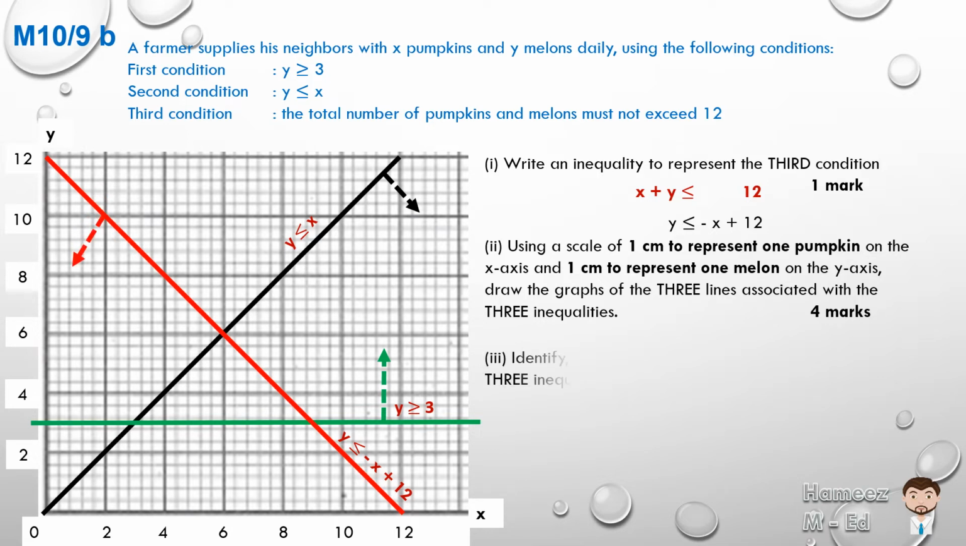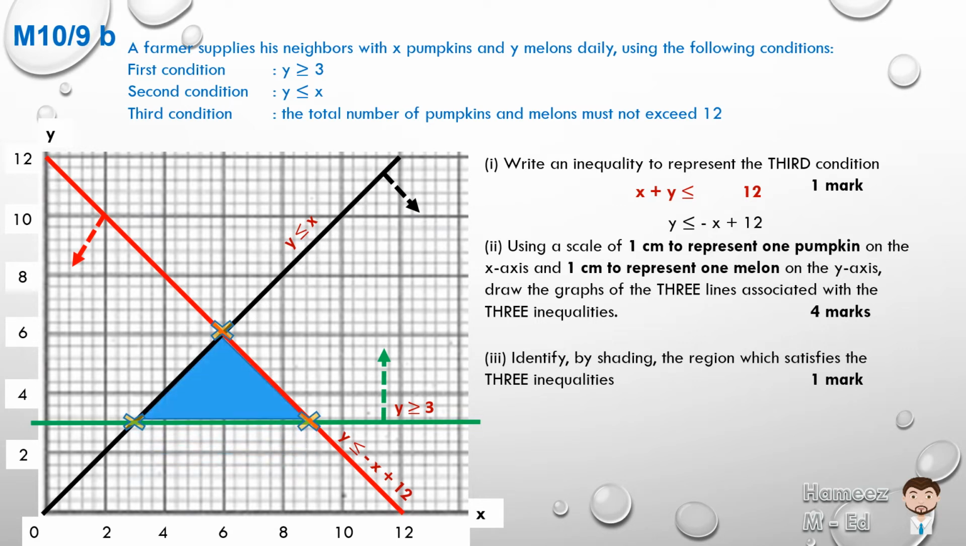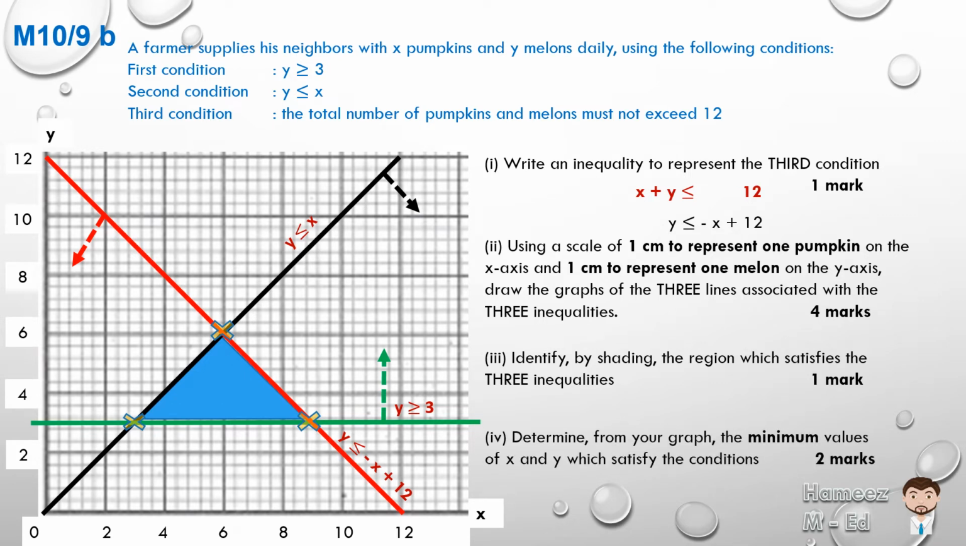Part 3. Identify by shading the region which satisfies the 3 inequalities, and it must be above the green line, below the red and black line. So we're seeing a triangle there. Let's identify the 3 vertices, and we'll bring up a triangle to show that shaded region. Part 4, determine from your graph the minimum values of x and y which satisfy the equation, and the values out of all 3 is the one on the left hand side.